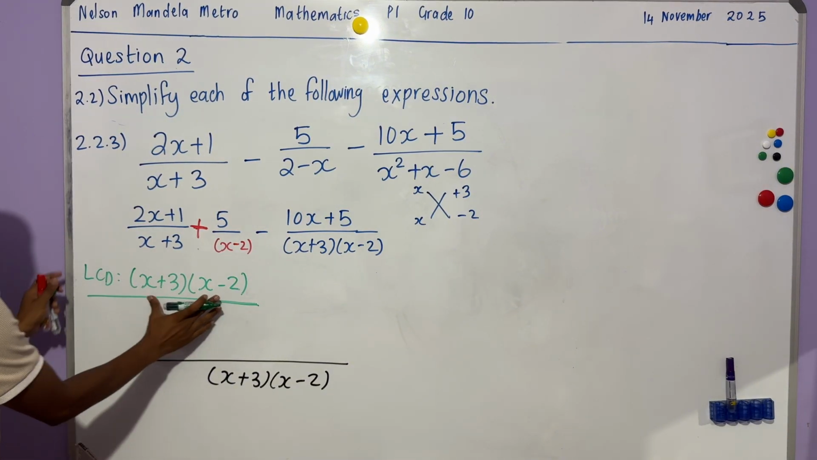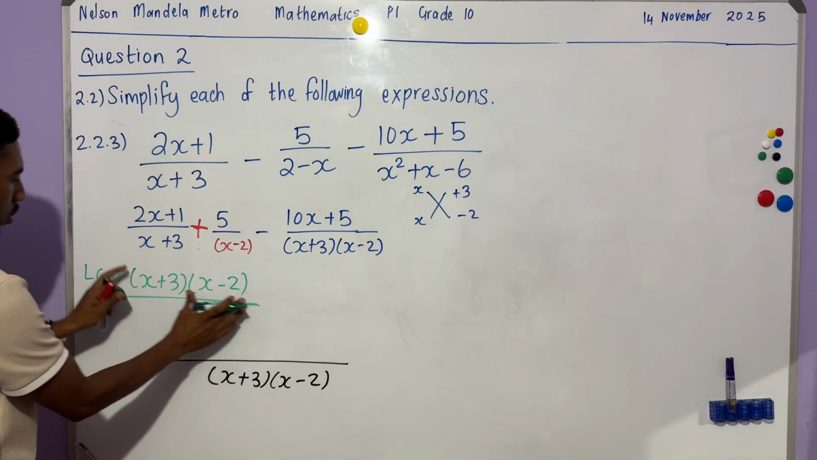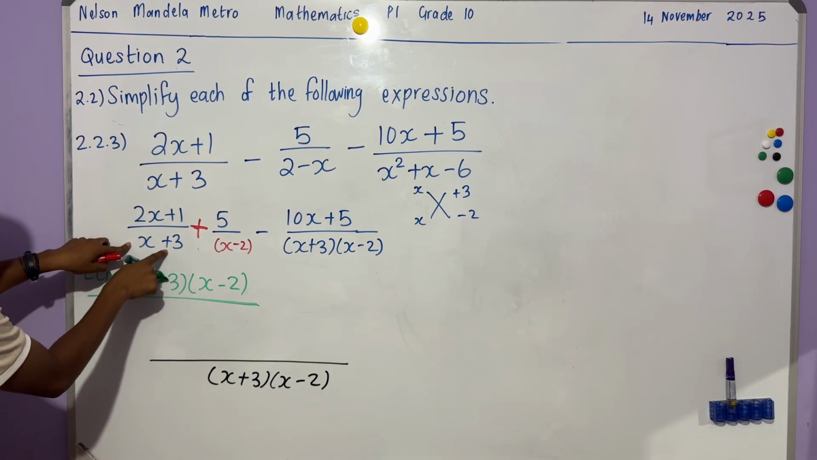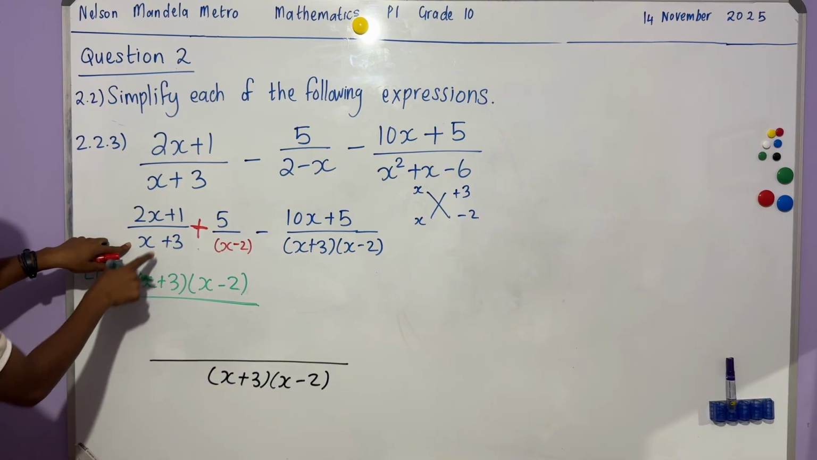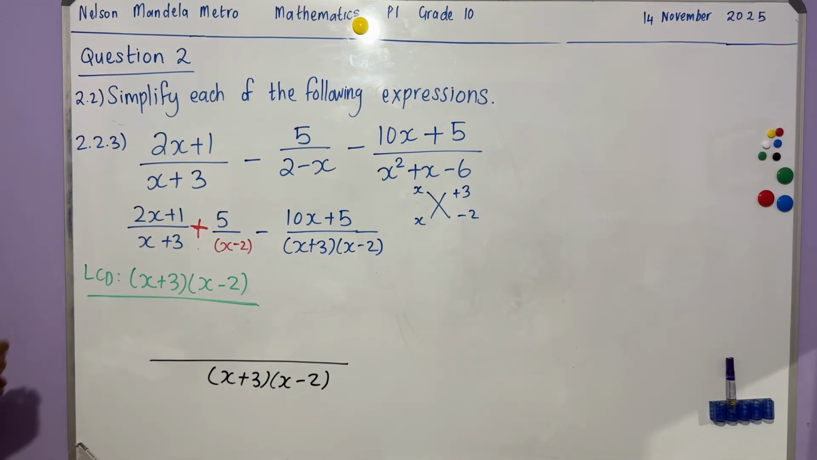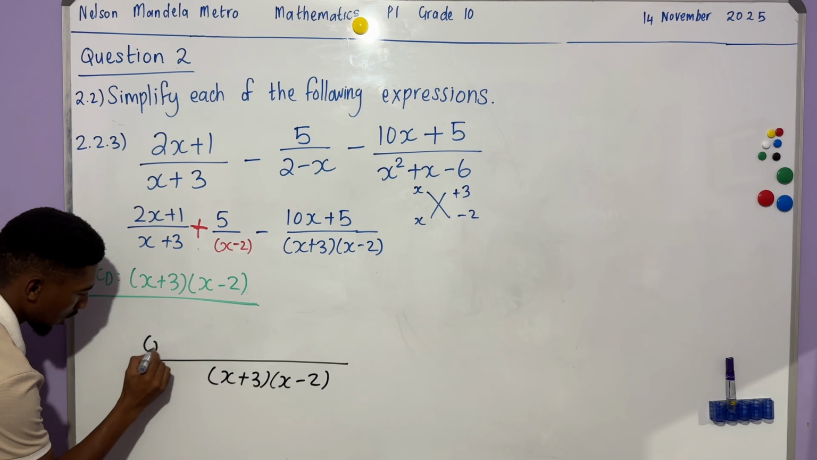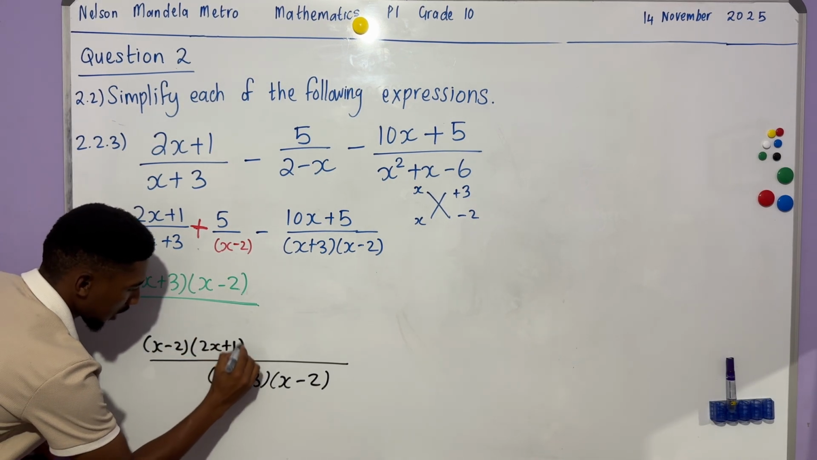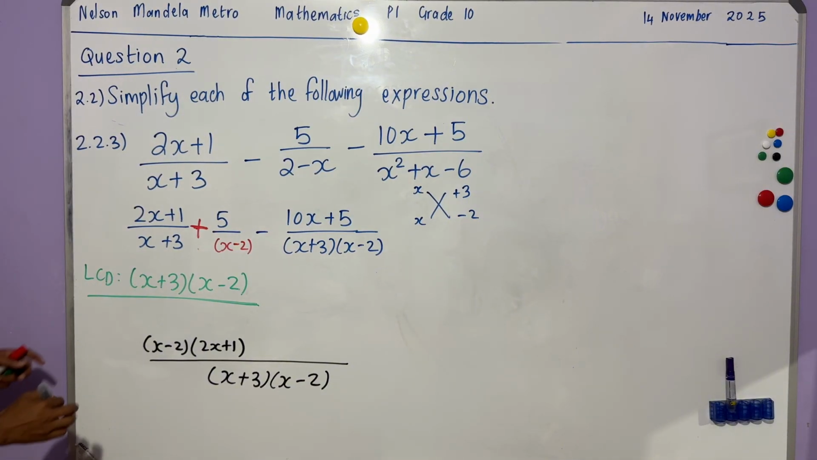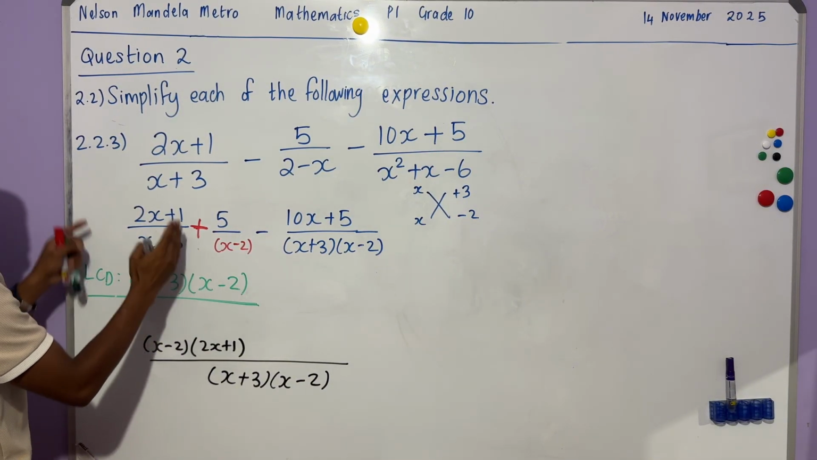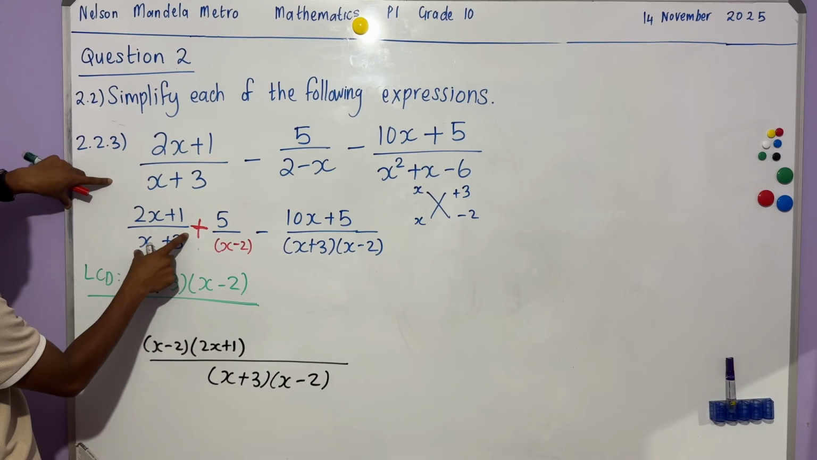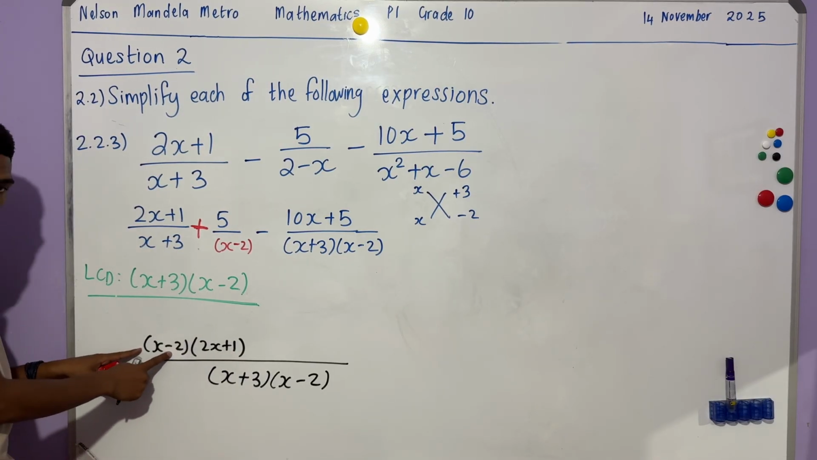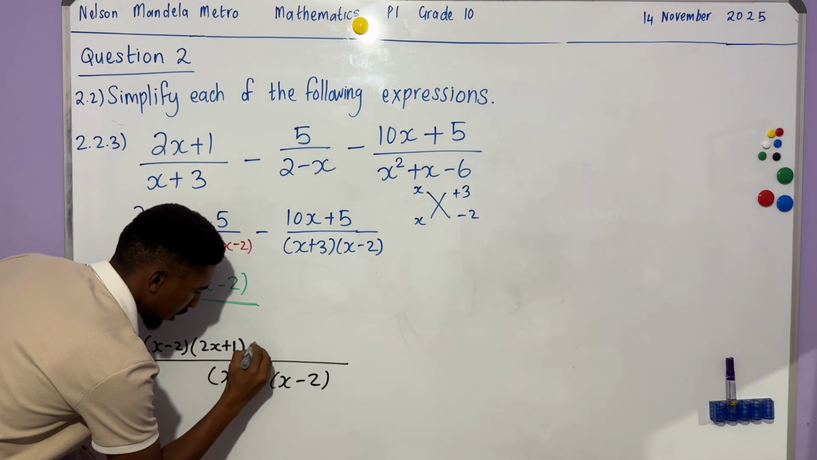Okay, so we have x plus 3, x minus 2. We multiply it with the first term. We see that since that and that are the same, it will cancel, leaving us with x minus 2 brackets 2x plus 1. So what I've done, I've taken the LCD, I multiplied with the first term, the x plus 3 is cancelled, and I was left with 2x plus 1, and I'm left with x minus 2. And I take the positive sign over there.